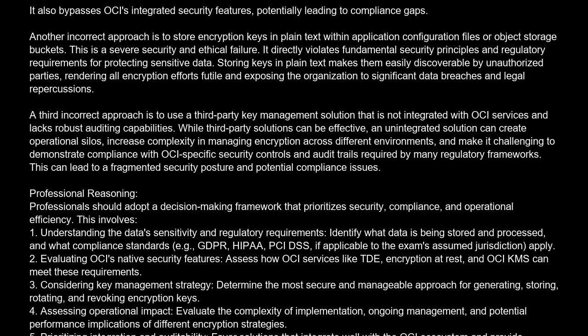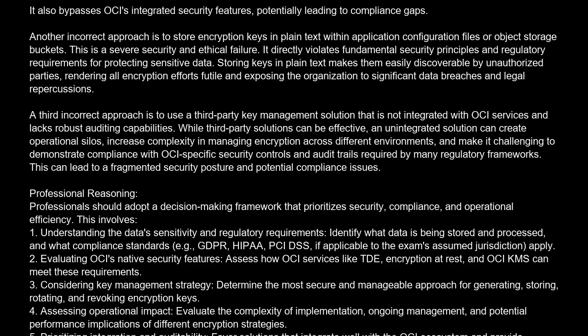Professional reasoning. Professionals should adopt a decision-making framework that prioritizes security, compliance, and operational efficiency. This involves: 1. Understanding the data's sensitivity and regulatory requirements. Identify what data is being stored and processed and what compliance standards, e.g., GDPR, HIPAA, PCI DSS, if applicable to the exam's assumed jurisdiction, apply. 2. Evaluating OCI's native security features. Assess how OCI services like TDE, encryption at rest, and OCI KMS can meet these requirements.